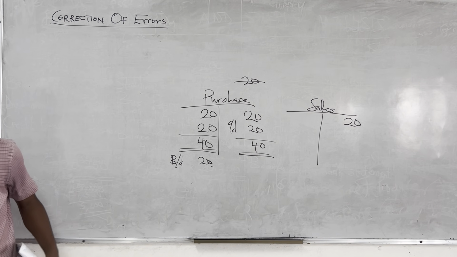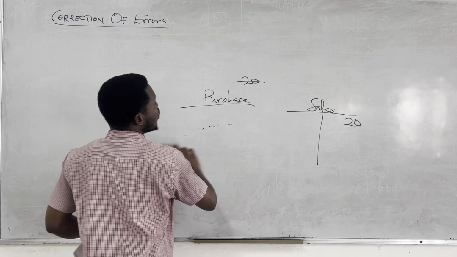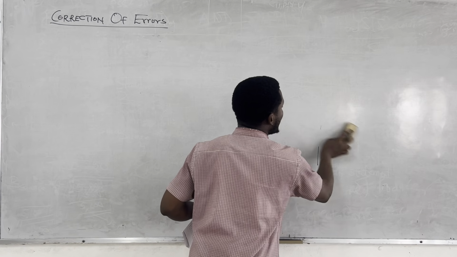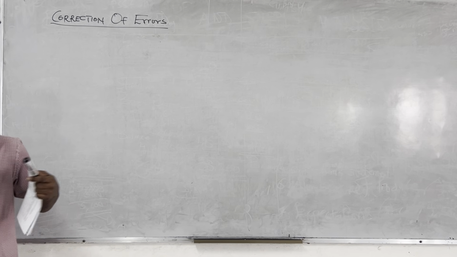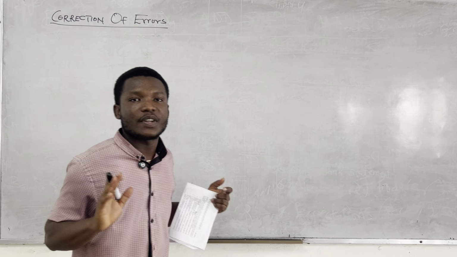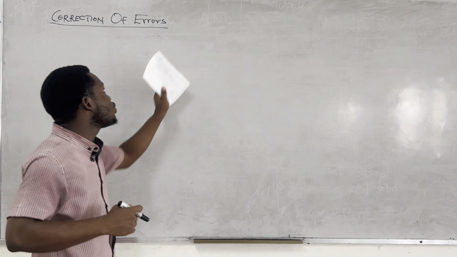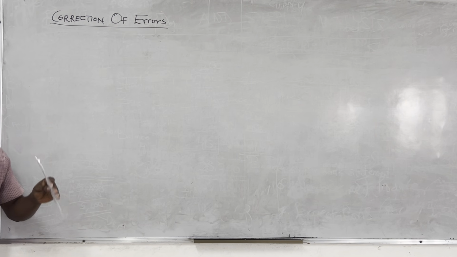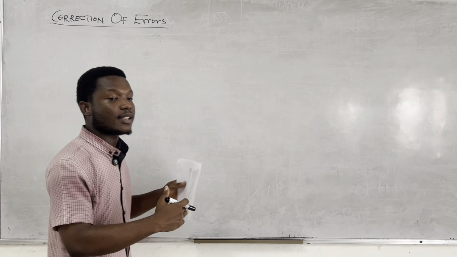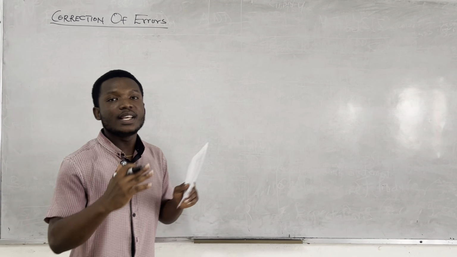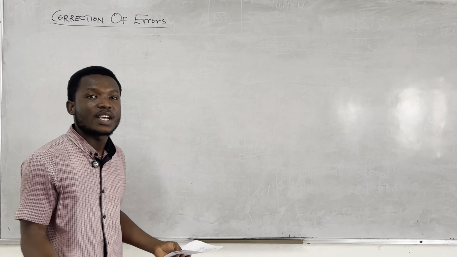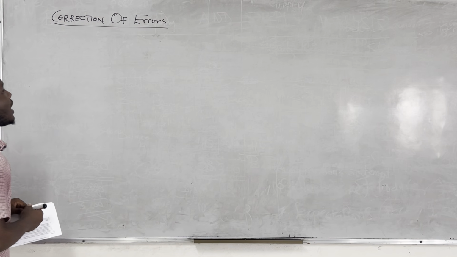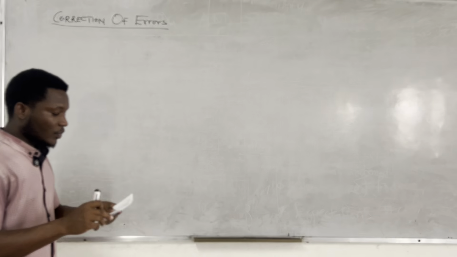So that's error of partial reversal. Let me go through these questions with you, and whilst we are going through, we will identify the errors that do not affect the agreement of the trial balance, and also errors that do affect the agreement of the trial balance. These questions didn't come in the evening students theory, so please try as much as possible to take it serious and learn it with examples. It may come. So let's go to the question.